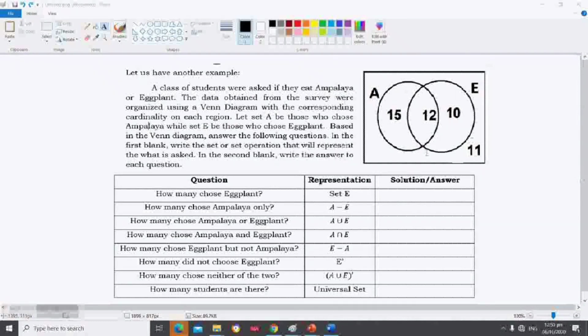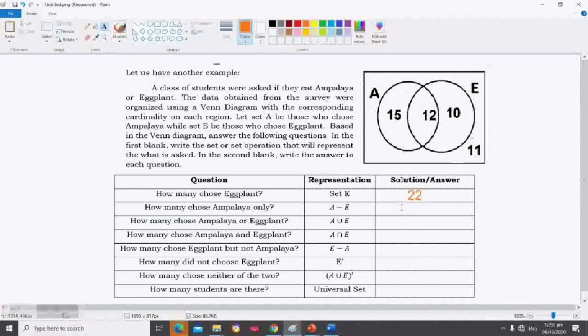So the first question is, how many chose eggplant? So the representation is simply set E. So look at the figure. I'm going to shade set E. Okay. So the shaded region represents set E. All you have to do is to add the cardinalities inside those regions. So what are the cardinalities inside those regions? Okay, 12 and 10. So if we're going to add 12 and 10, the answer will be 22.